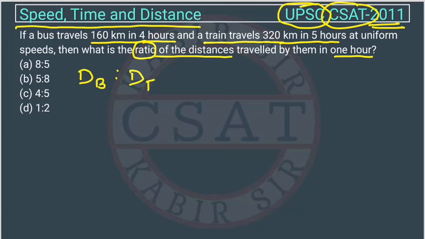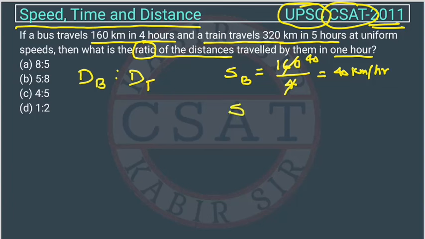So first let's calculate the speed of the bus. The speed of the bus will be equal to distance upon time. We can cancel 160 by 4, it comes to 40 km per hour. Similarly, the speed of the train will be equal to 320 upon 5. From 5 we can cancel: 5 sixes are 30 and 5 fours are 20. So this will be 64 km per hour.